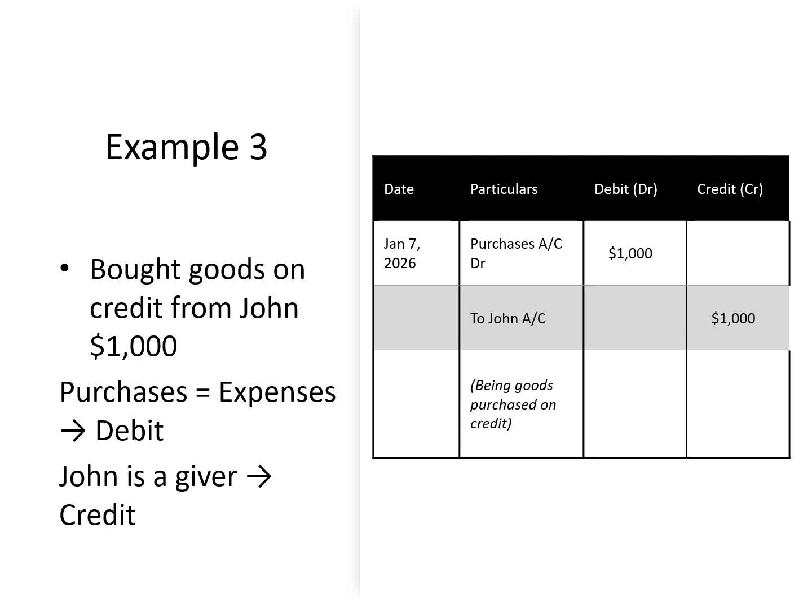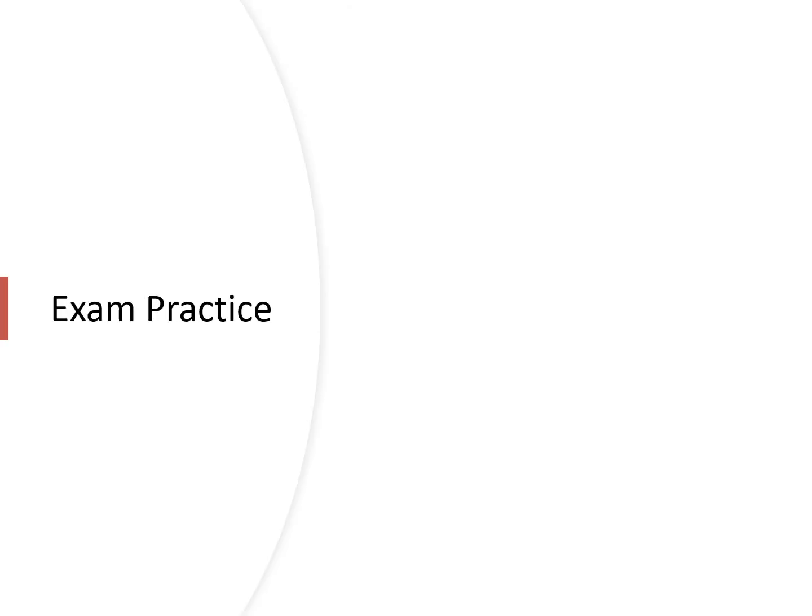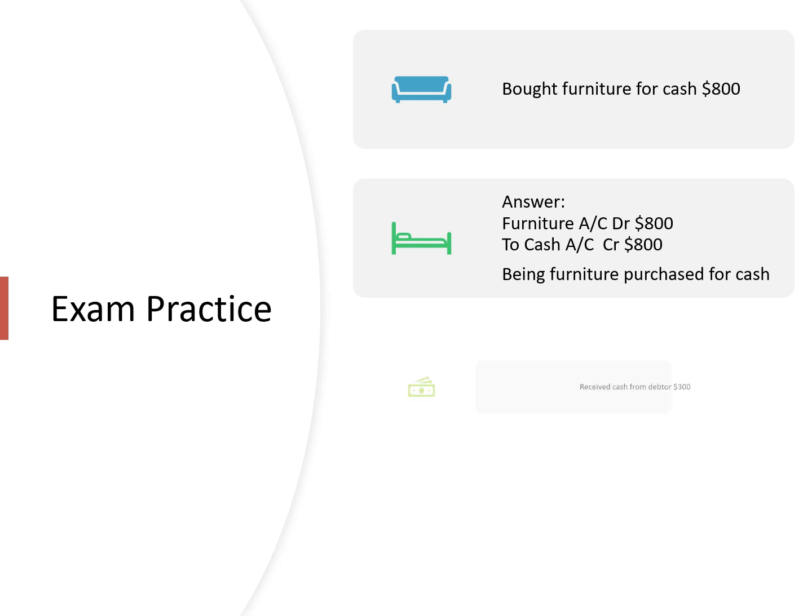So now let's go to the common mistakes, common exam questions. Let's look at common exam questions. Let's quickly test you. Bought furniture for cash, $800. What is the double entry? So the answer is, you debit furniture 800 and you credit cash $800, and the narration will be being furniture purchased for cash.